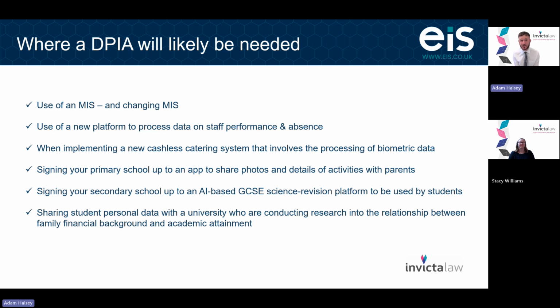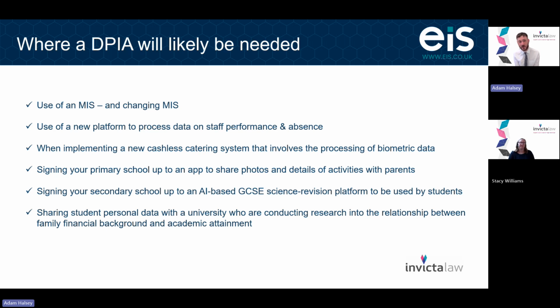Cashless catering systems, particularly when they're involving the processing of biometric data, as is more and more the case these days. Signing your primary school up to an app to share photos and details of activities with parents. And what about a secondary school example, where we're using maybe an AI-based GCSE revision platform to be used by students? But also, what about research and universities?